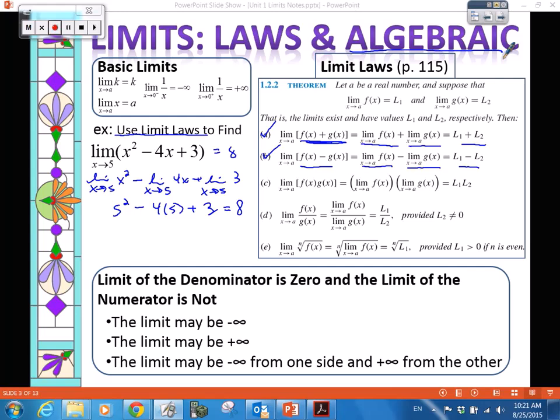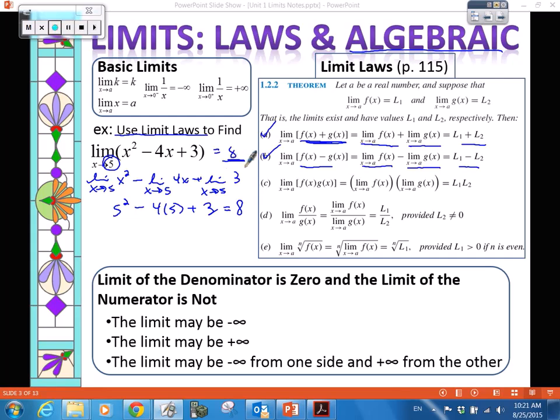The first step for algebraic, as you probably recall from last year, is to substitute the a in. The a is where we're going. Substitute that into the expression. That's my first step. If I get a number like I did here, happy days, we're done, right?